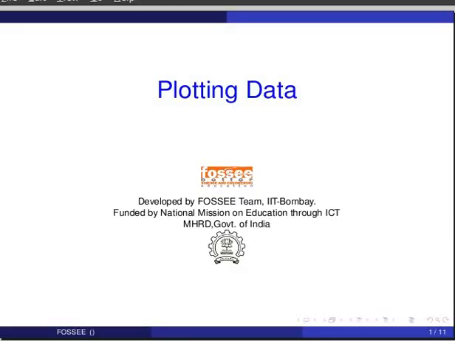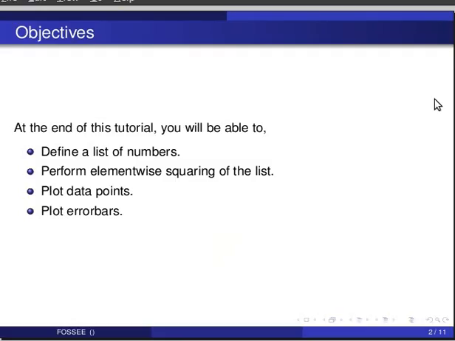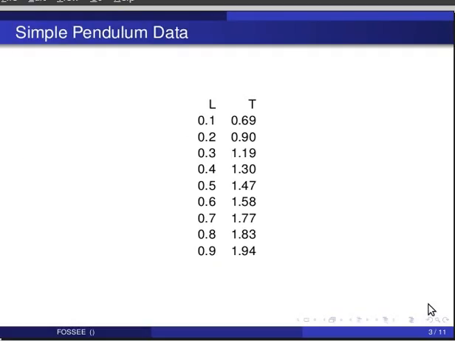Hello friends, and welcome to this tutorial on plotting experimental data. At the end of this tutorial, you will be able to define a list of numbers, perform element-wise squaring of the list, plot data points, and plot error bars. One needs to be familiar with the concepts of plotting mathematical functions in Python. We will use data from a simple pendulum experiment to illustrate.